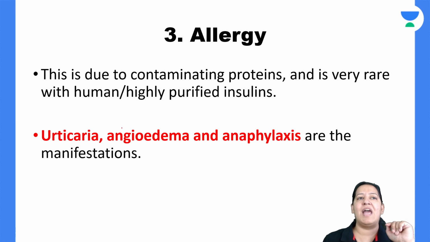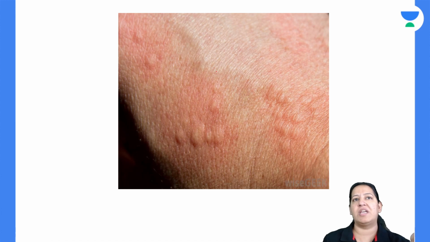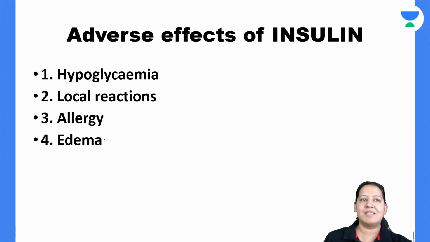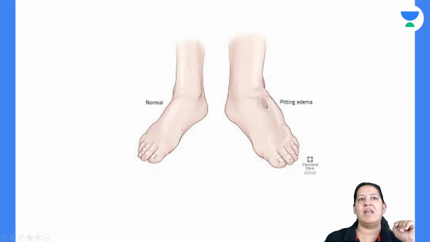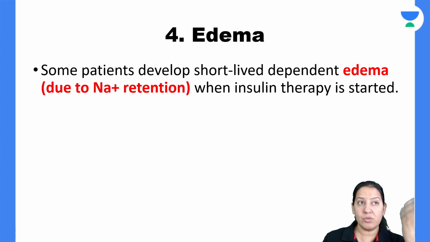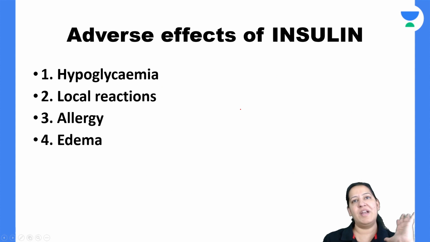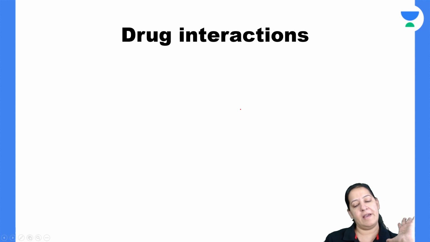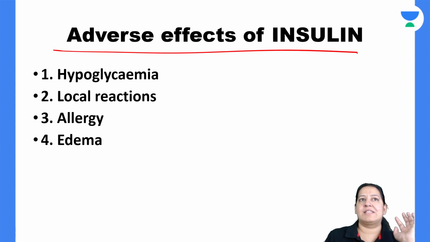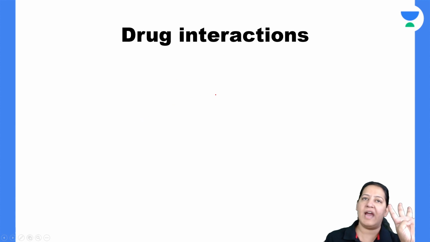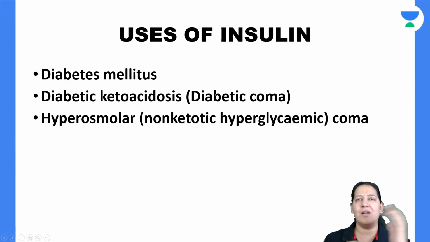Allergy: some patients can have urticaria, anaphylaxis, allergy with insulin injection. And some patients can have edema due to sodium retention. Insulin causes sodium retention, right? So edema can happen. So these are the 4 adverse effects of insulin: hypoglycemia, local reactions, allergy, and edema. Drug interactions you can learn on your own.